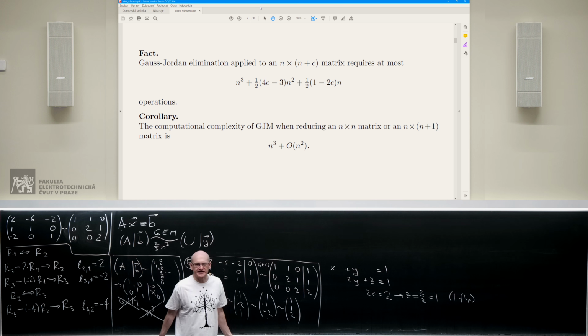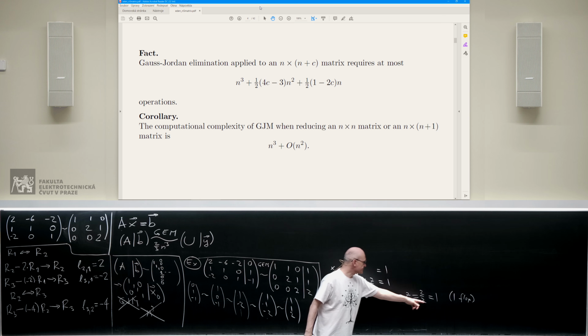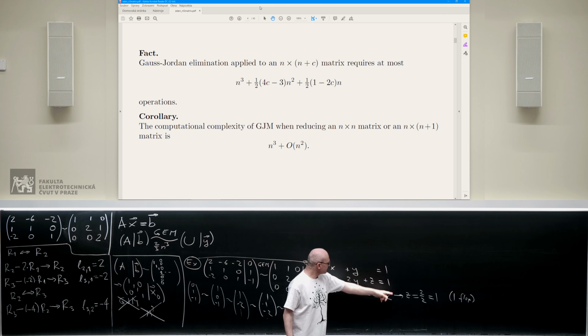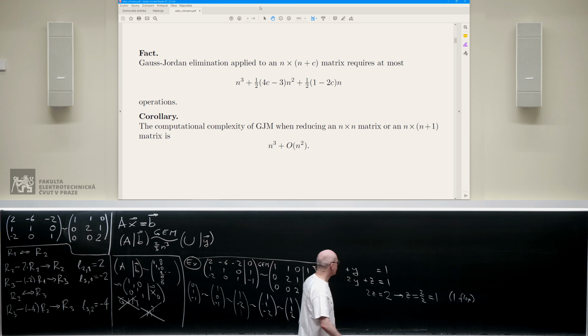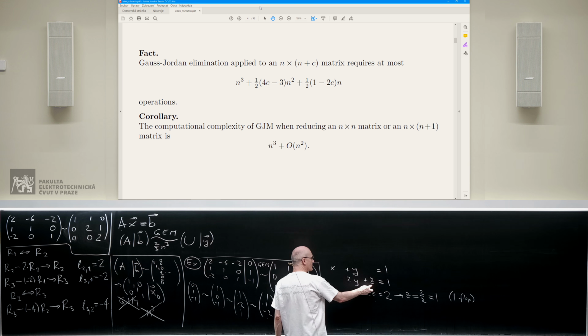What if the system were different? I would still need one operation. Because if a system is triangular, the last equation must look like this: number times z is equal to number. So, one operation. Okay, I know z, and I can go up by 1.